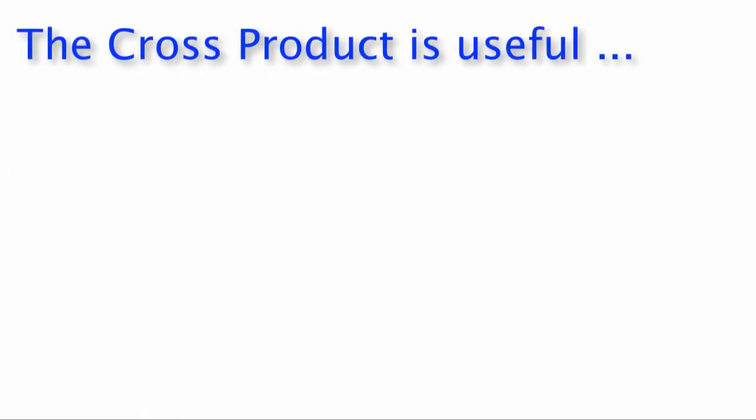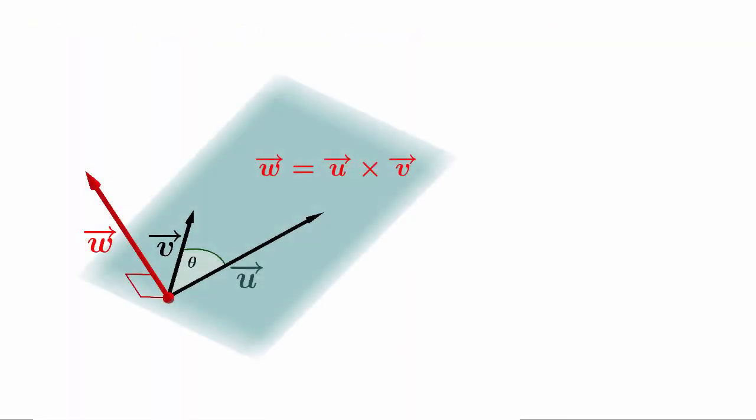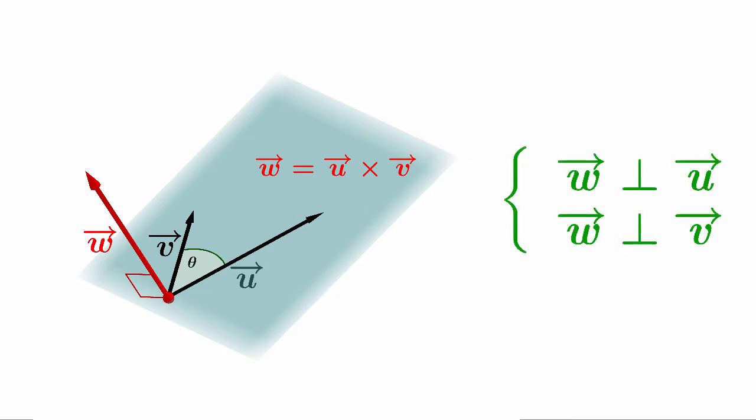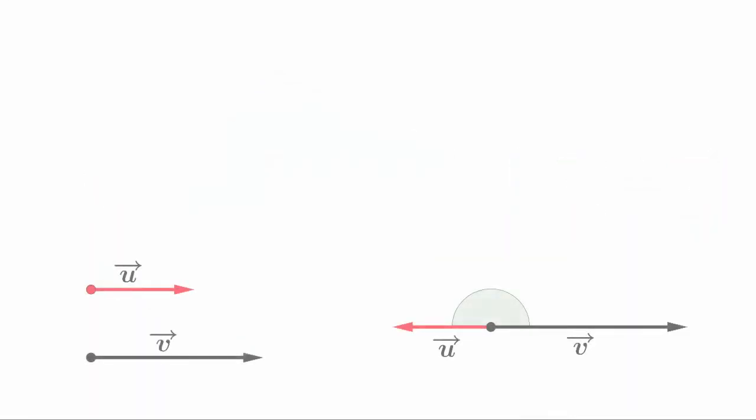The cross product comes with many applications. By its definition, we know that the cross product can be used to find a vector orthogonal to any two arbitrary vectors. Also, for two vectors that are parallel, the angle between them is either 0 or pi.